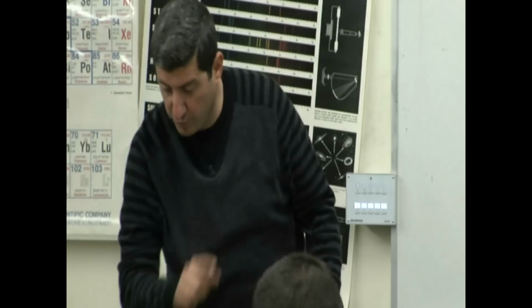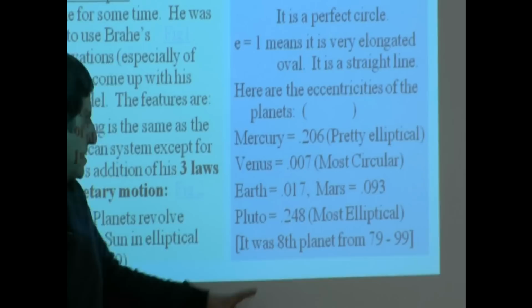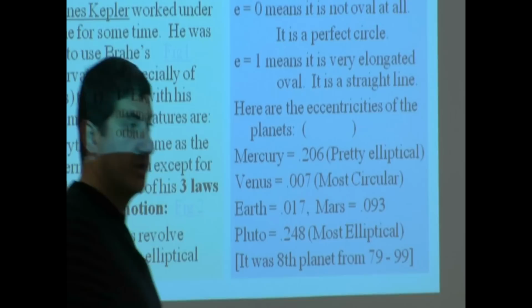Could it change Neptune's orbit? Yeah. Or no. Probably not. Yeah, it's too small. He's saying, can Pluto's orbit change Neptune's orbit? Probably not. It's too small. But your question will lead to something interesting. As in the last slide, there's something that we're going to talk about. So as we can see here, it was the eighth planet from 79 to 99. It was closer to the sun. That's also a good reason that it got demoted, because its orbit was too elliptical.